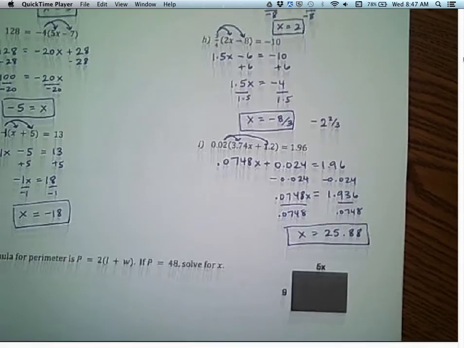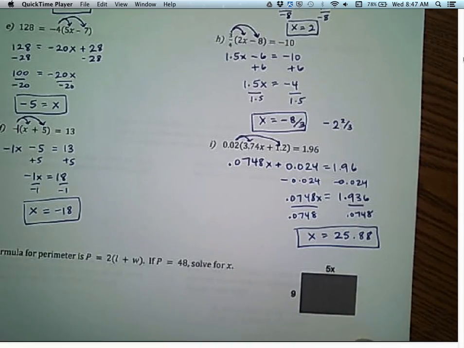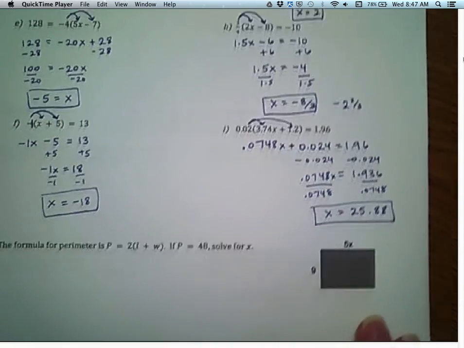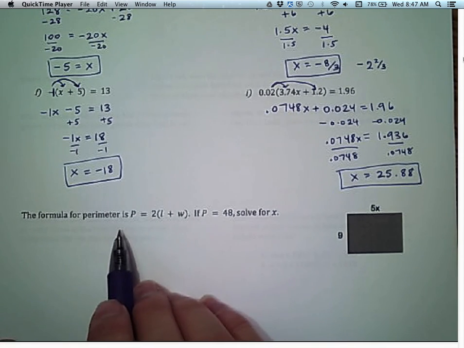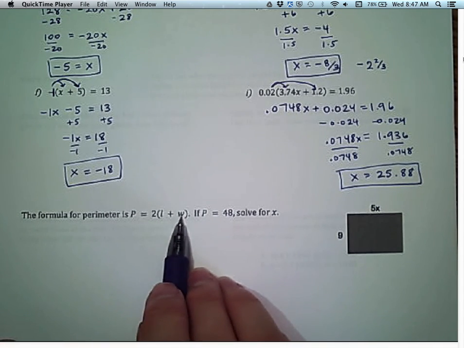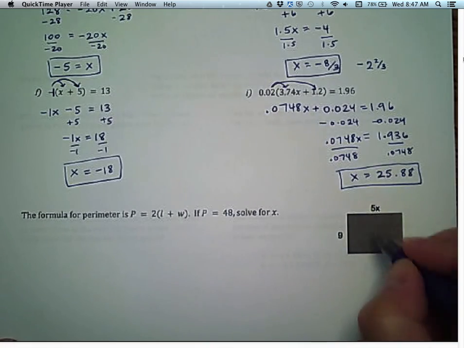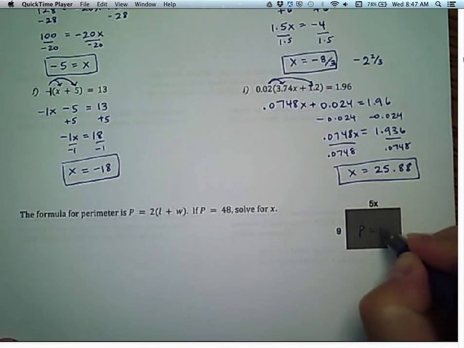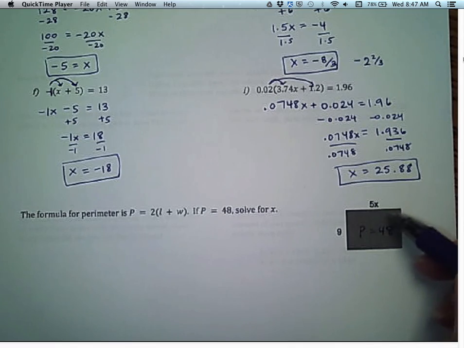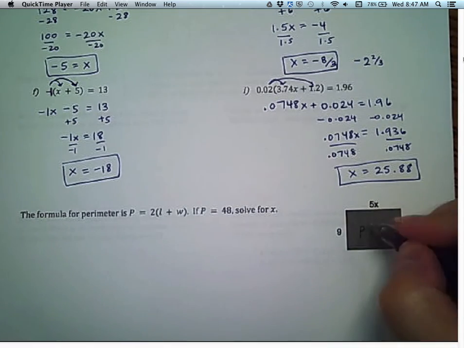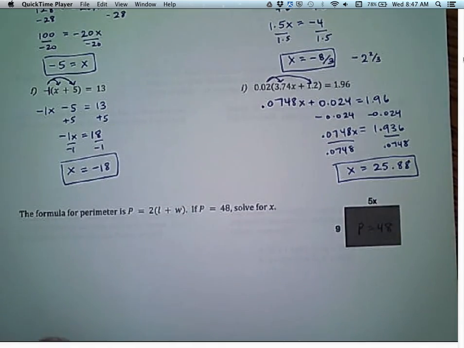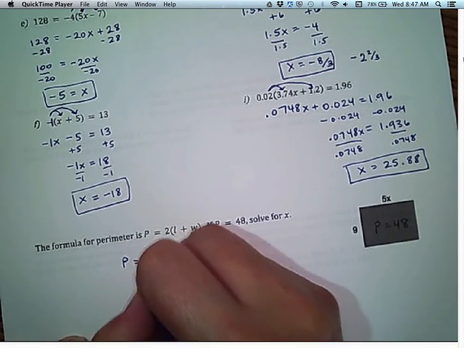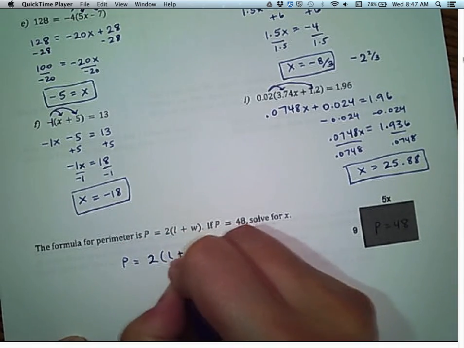All right, one last one here that's kind of a word problem that has to do with distribution. We can see here, this one says the formula for perimeter, okay, is 2 times the length plus the width. We're being told that the perimeter of this shape is 48. So we want to solve for x here, and we've got length and we've got width. We can see both of those things drawn on this rectangle. We're going to use this formula. Perimeter equals 2 times the length plus the width.